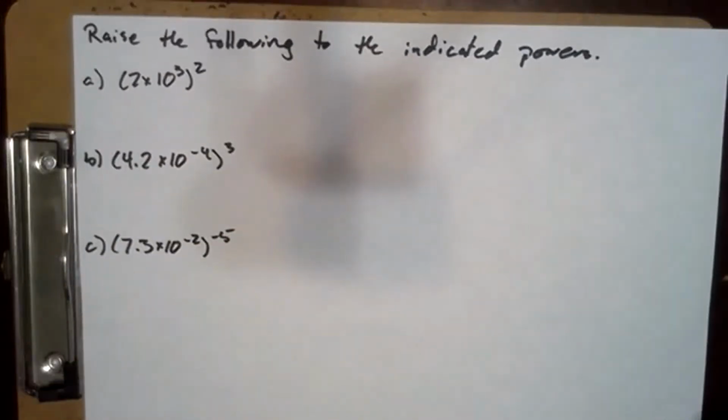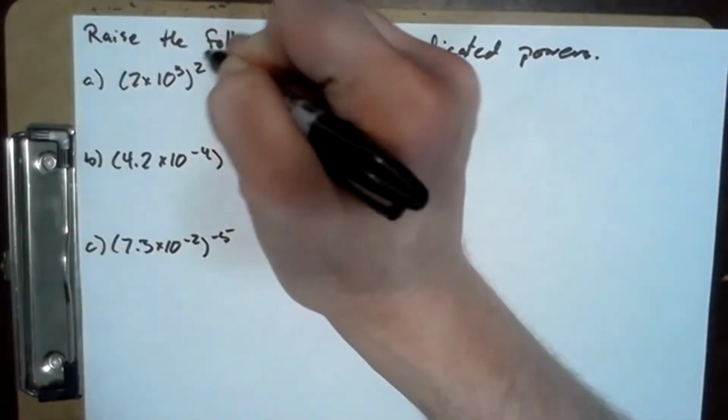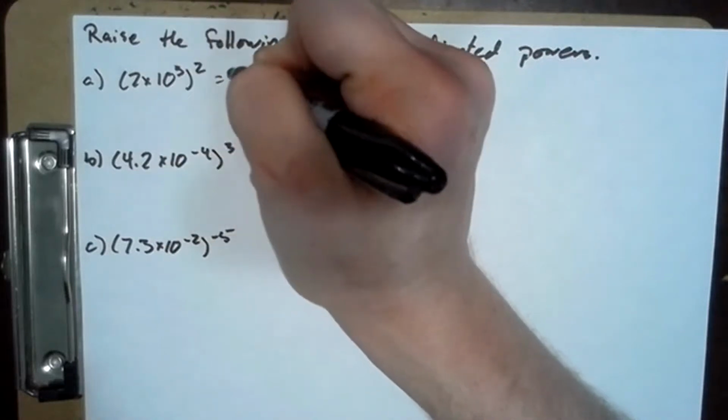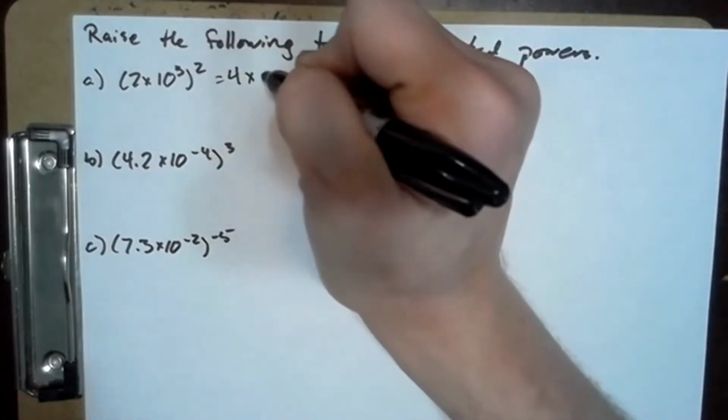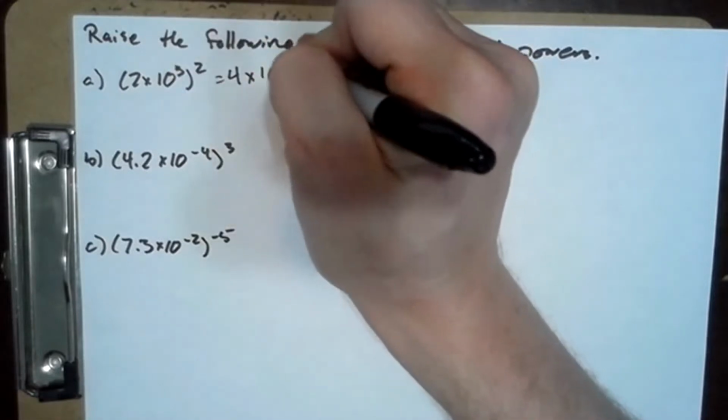Finally, we're asked to raise these to the indicated powers. 2 times 10 cubed quantity squared is going to be 2 squared is 4 times 10 cubed squared is 10 to the 6th.